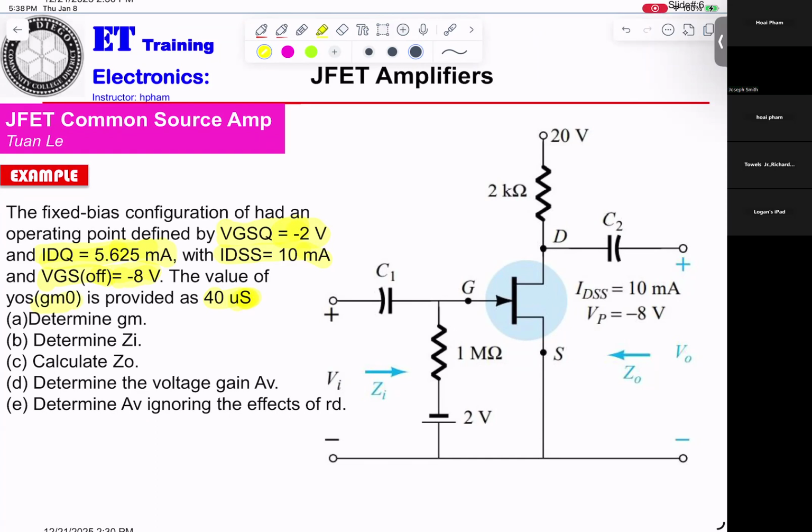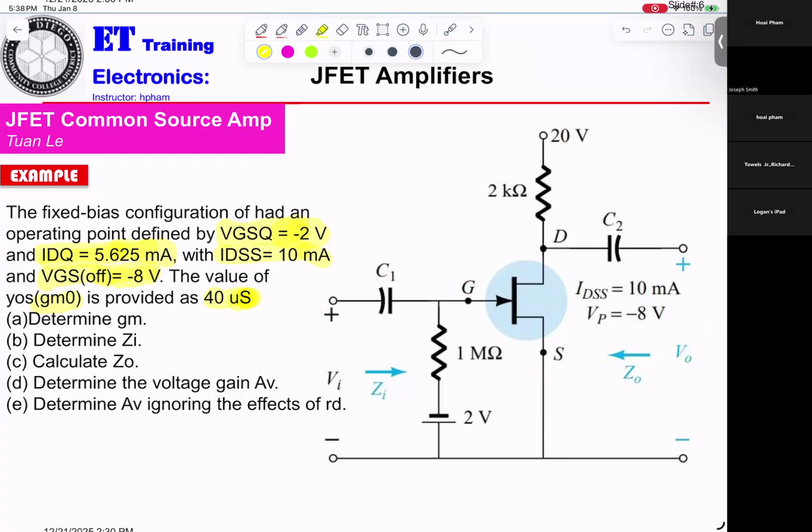Now, see what they want. They want gm. You know the formula, right? gm equals gm0 times 1 minus VGS over VGS off. And they want the input impedance, Zin. You already know. Zin now will be 1 megaohm.